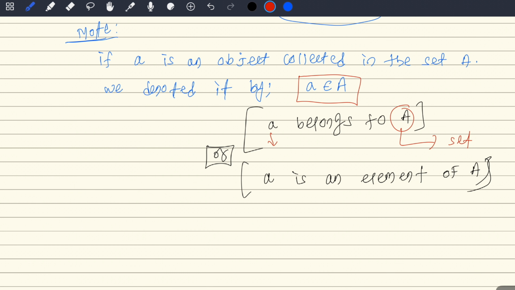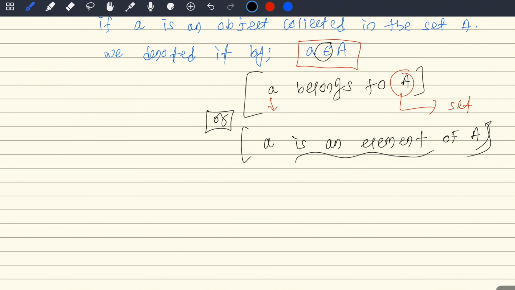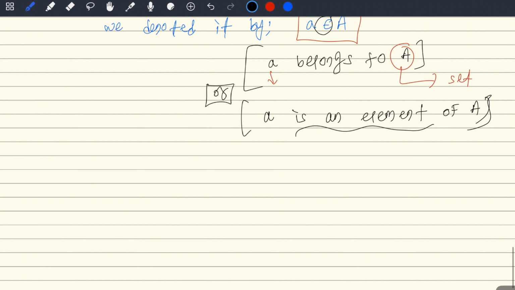Then we have to notate this. So any collection in the set are the elements of the set. How to notate this? By using this symbol. What is this symbol called? Belongs to symbol, or we can say is an element of. Okay. So this is how we can represent the elements of a set.